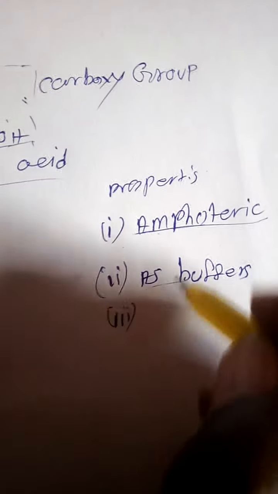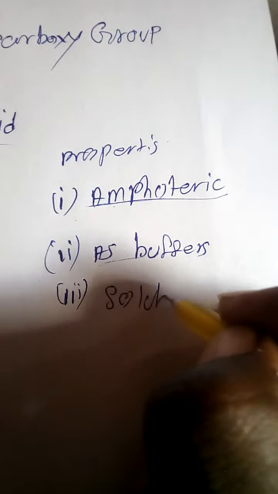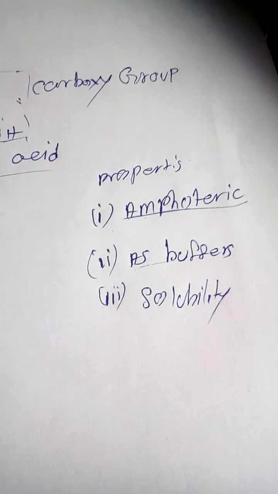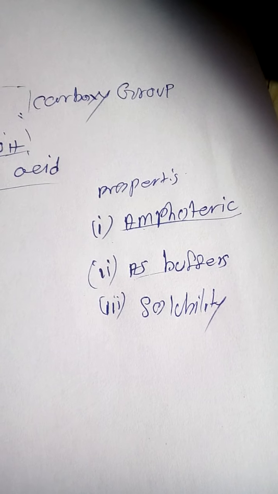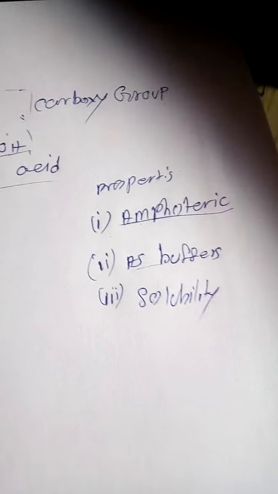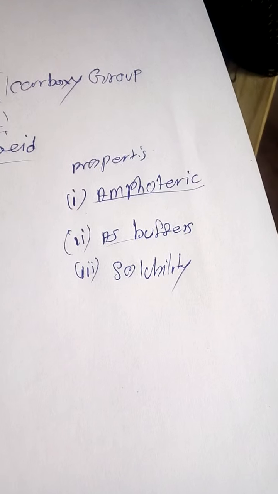Another thing that I can talk about as a property of amino acids is solubility. In solubility, you find that the solubility of amino acids depends on the R group, this part here.